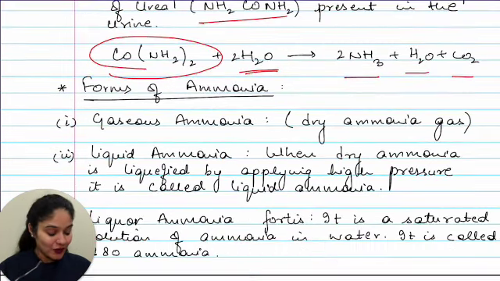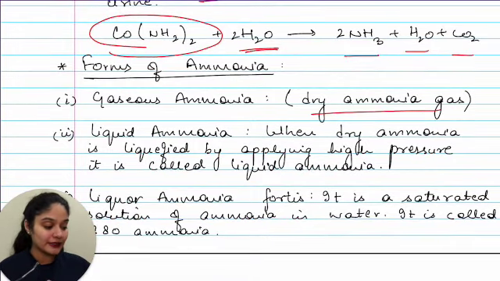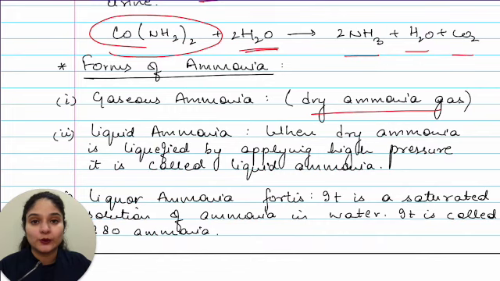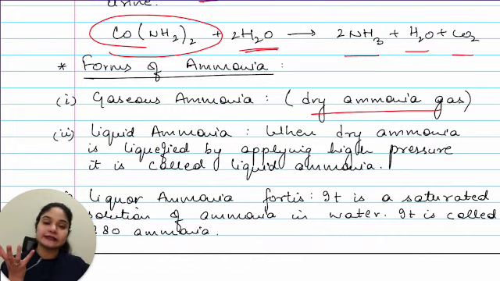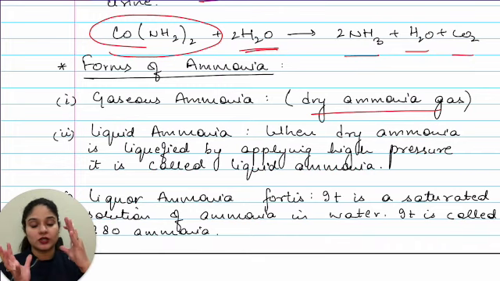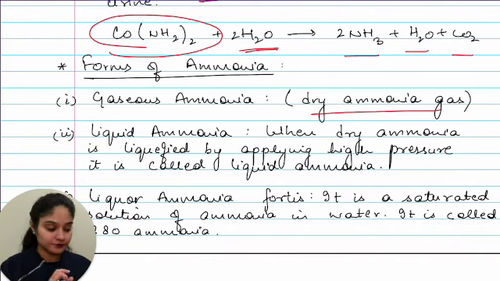Moving on to forms of ammonia, we have the gaseous form, that is your dry ammonia gas. Liquid form is when ammonia is liquefied by applying high pressure, is called liquid ammonia. So you have a gas in a container, you keep providing pressure from the top, and eventually due to the pressure it gets liquefied. So that is liquid ammonia.